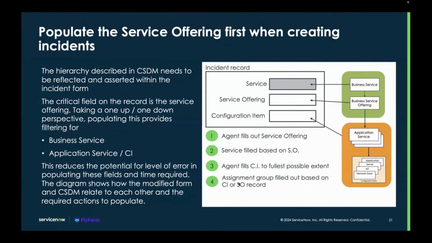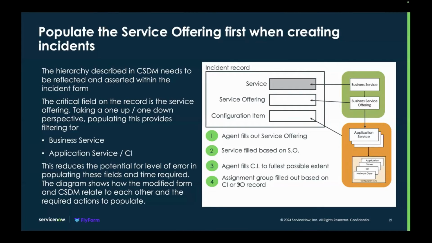And this holds true, as we mentioned before: the agent fills out the service offering, that populates the service, and so on. You can see that we're still respecting the hierarchy within CSDM, and that's asserted on the incident form. It's important that although we're modifying the form, we're staying consistent with the overall framework that ServiceNow recommends for its data in CSDM. It's really about improving the efficiency of the consumption of that data for a particular process, rather than changing the data to suit the process.